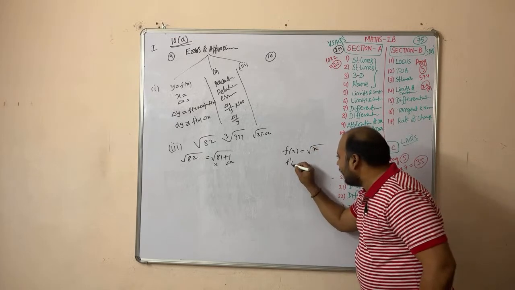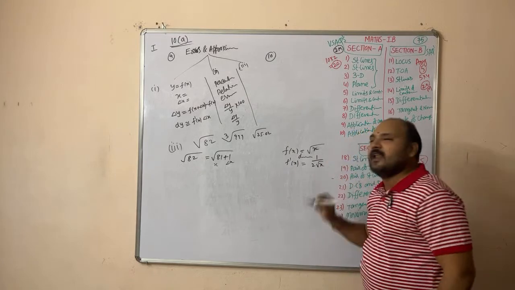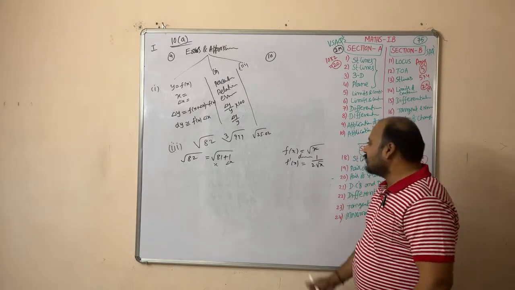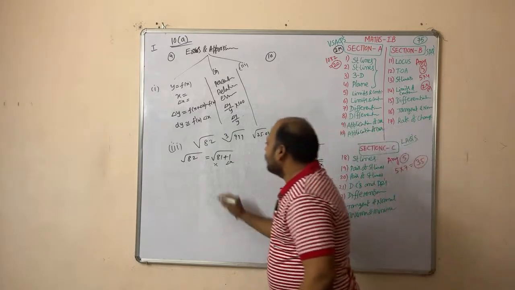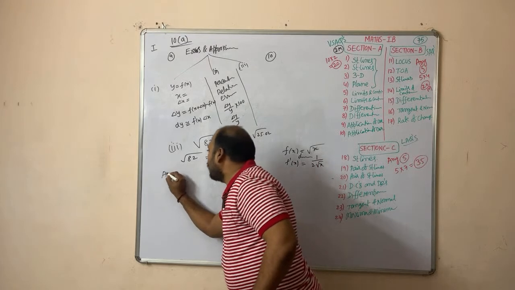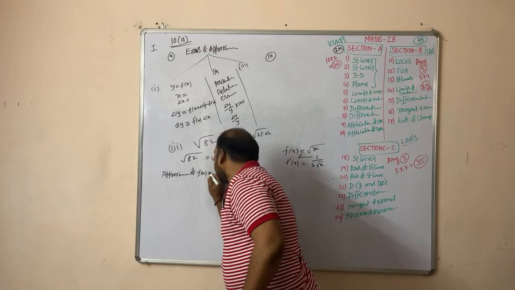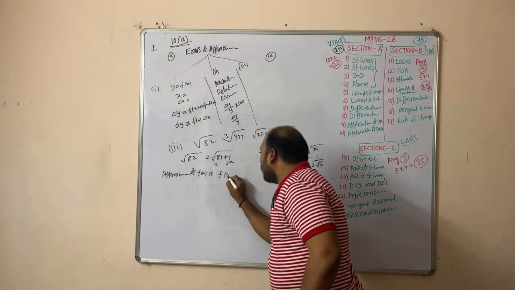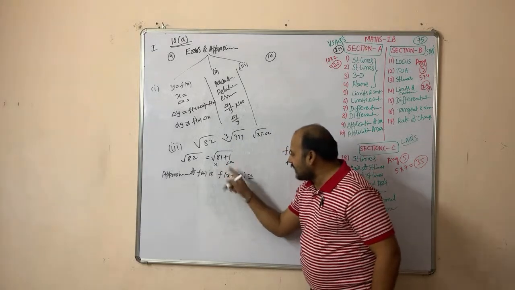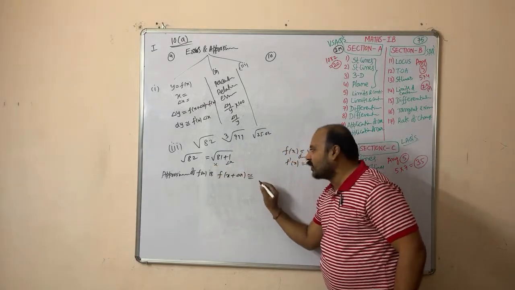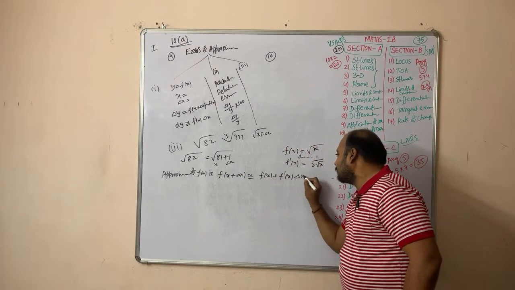So calculate f dash of x, differentiate with respect to x. The derivative of root x is what? 1 by 2 root x. So now f of x is root x, f dash of x is 1 by 2 root x. How to find the approximate value of the function? The approximate value of f of x plus delta x is the formula. This is x, this is delta x. That's what I am writing. This approximate value equals f of x plus f dash of x into delta x.